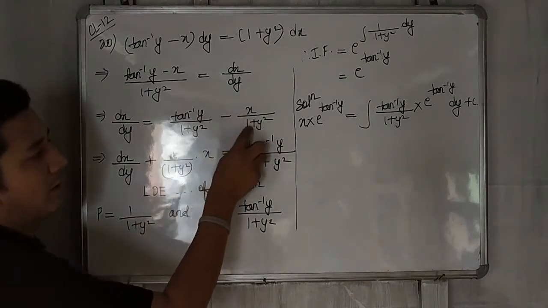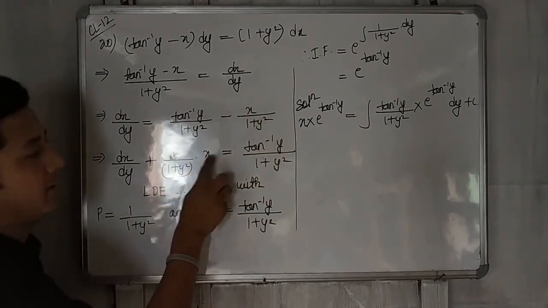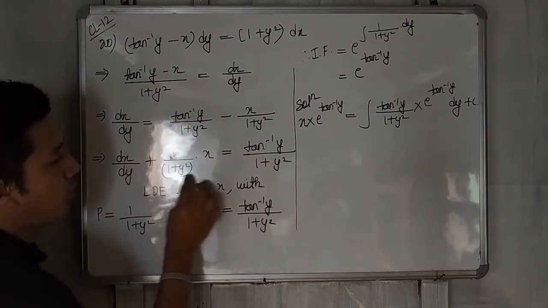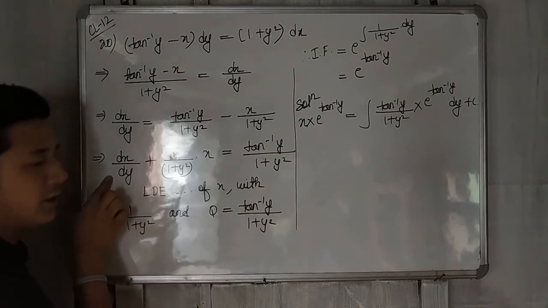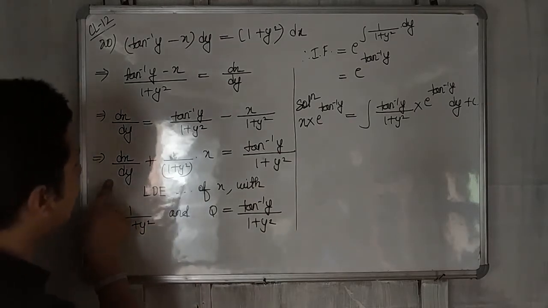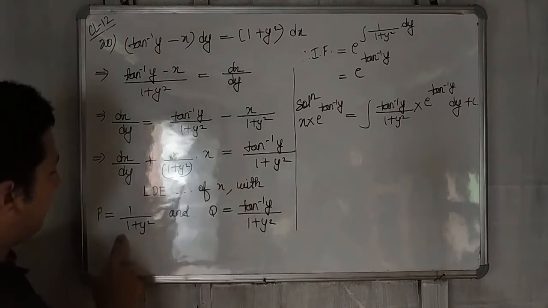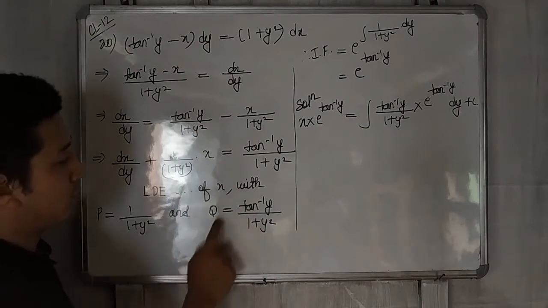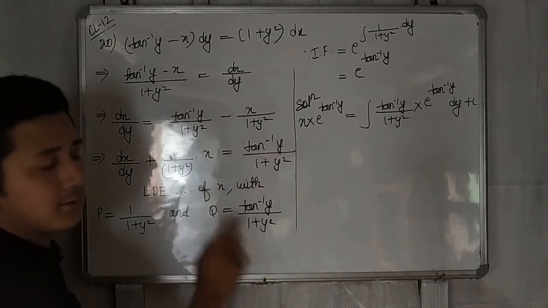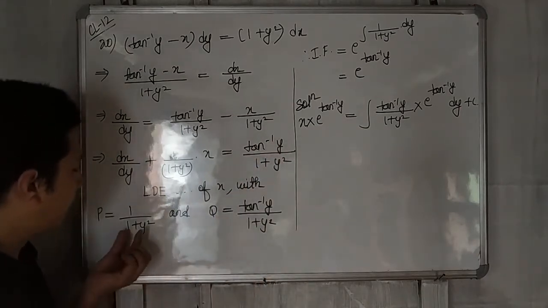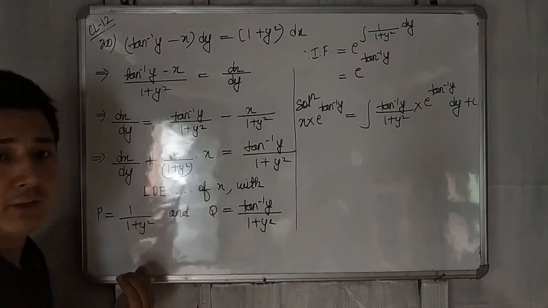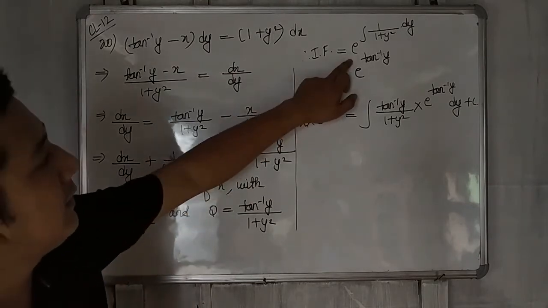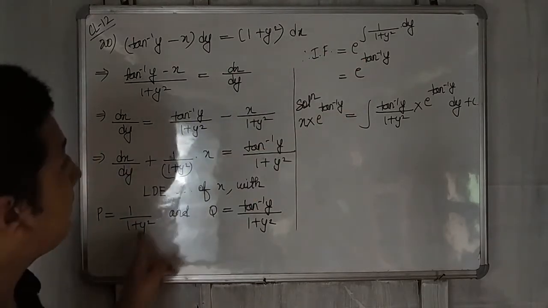That is 1 by (1 plus y square) into x is equal to tan inverse y by (1 plus y square). And if I see this properly, then it is in the form of a linear differential equation of first order in x with p equal to 1 by (1 plus y square) and q equal to tan inverse y by (1 plus y square). Alright, so these are the values for p and q. So now what to do? We need to find its integrating factor. Its integrating factor is given by e to the power integration p dy.